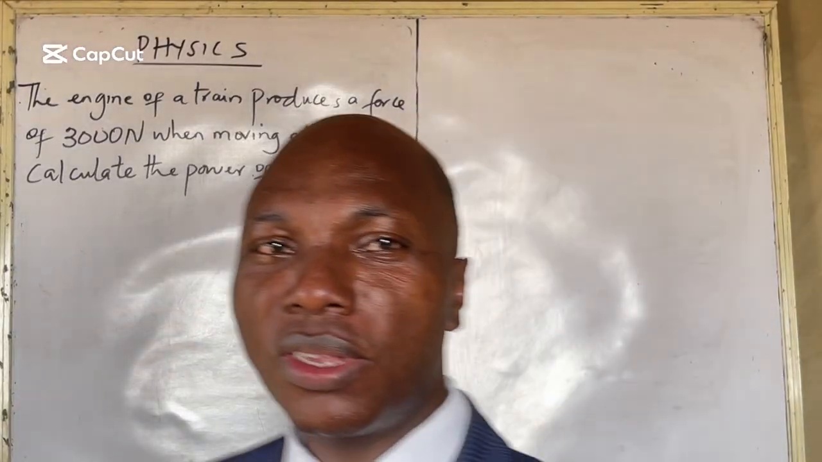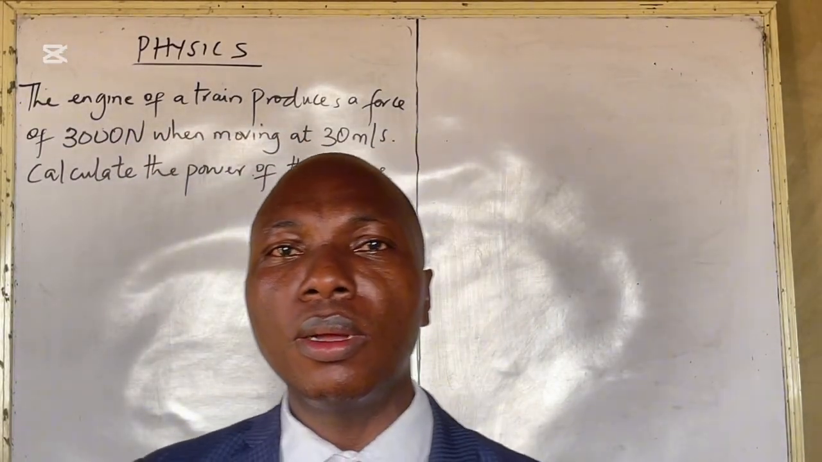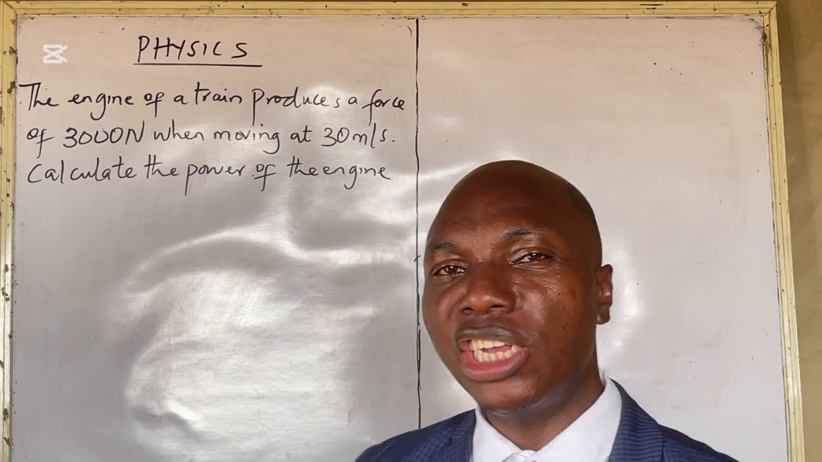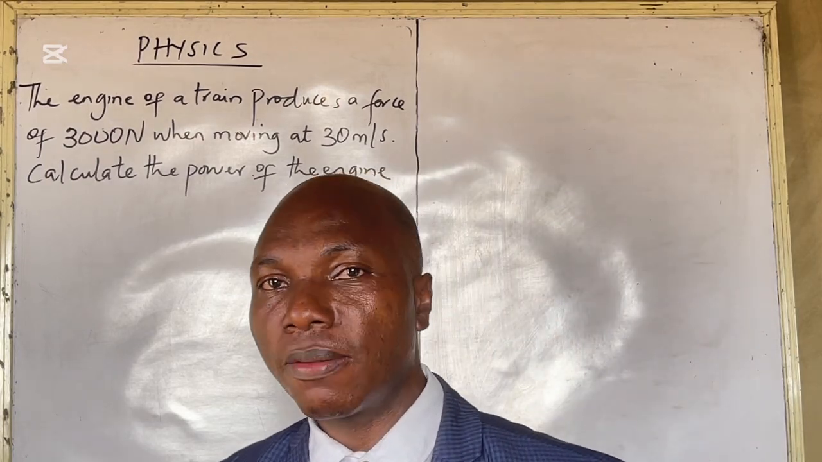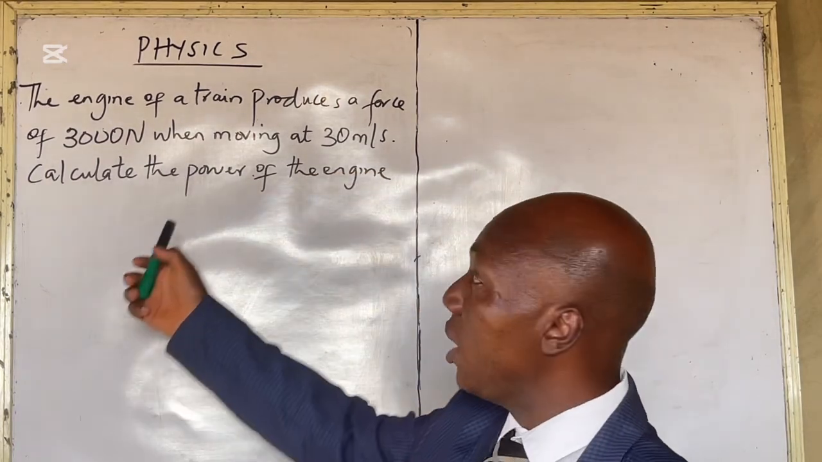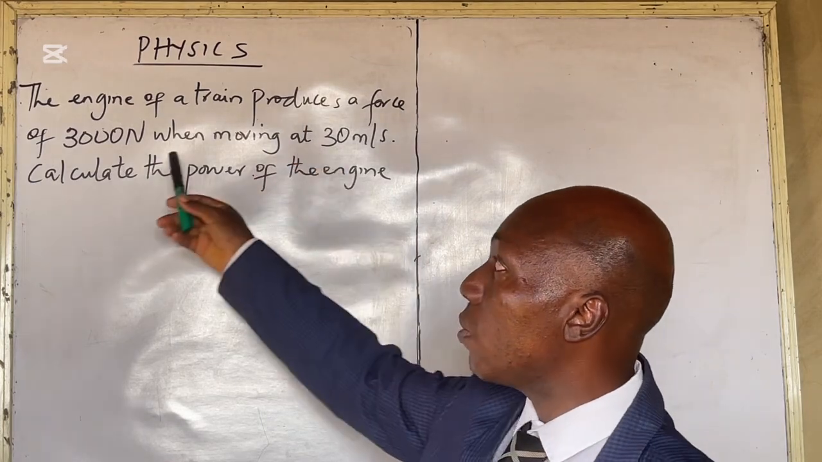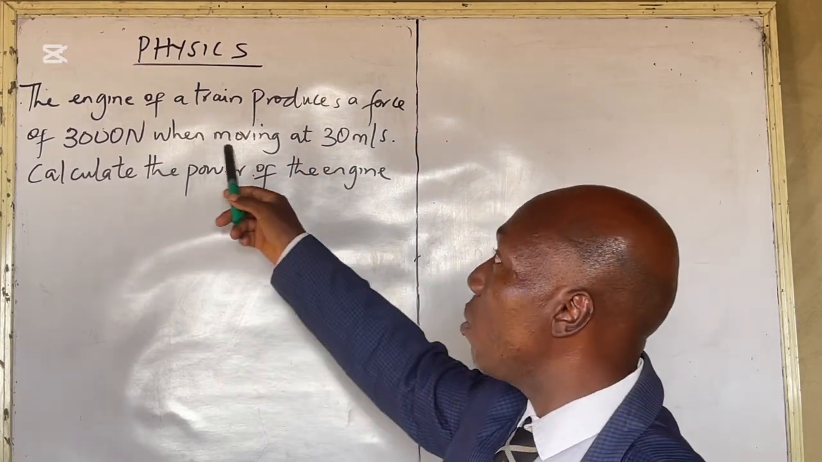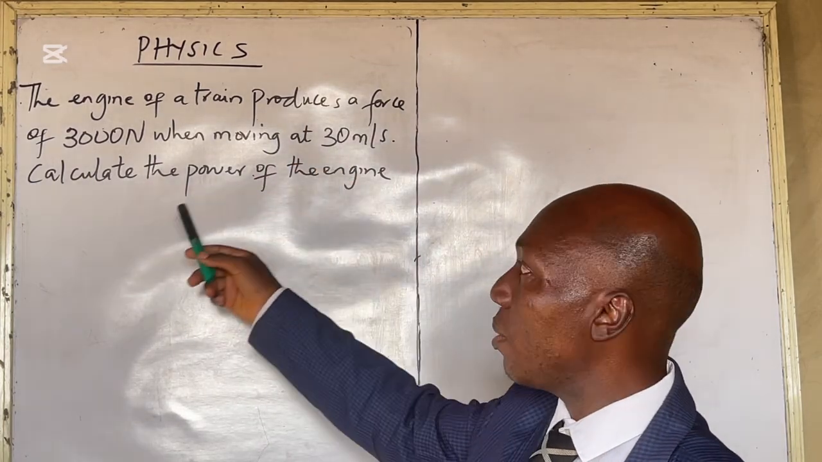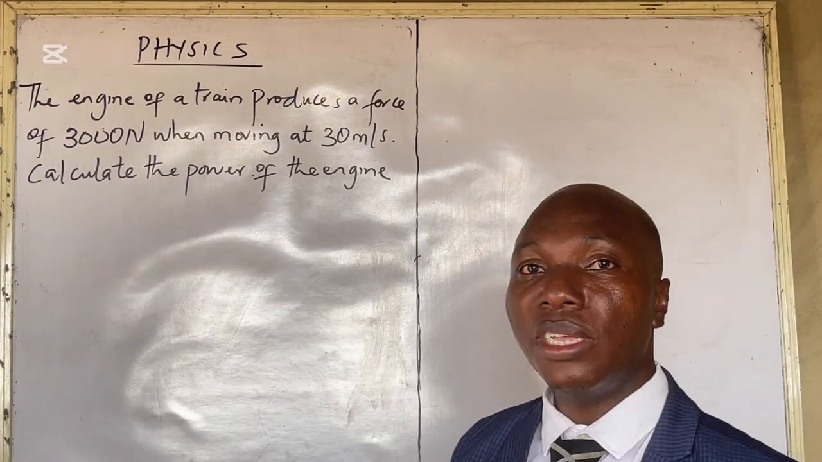Good day, class. We still want to continue the problems on work, energy, and power in our physics class. By solving this problem: the engine of a train produces a force of 3,000 Newton when moving at 30 meters per second. Calculate the power of the engine.